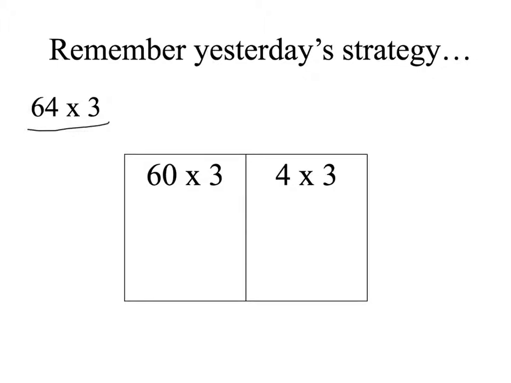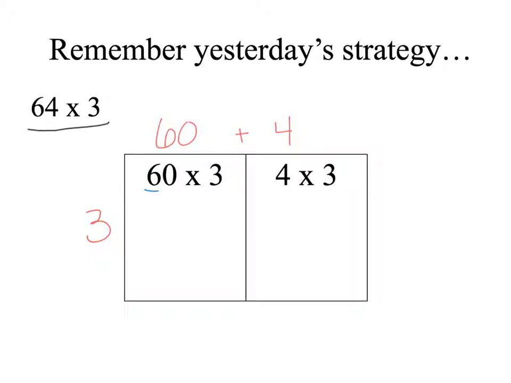Using yesterday's strategy for 64 times 3, we would draw a box and then split the number 64 into 60 and 4, because 60 plus 4 is 64. And then leave our 3 so that using those boxes we would multiply 60 times 3 and 4 times 3. Now that you have that written on your paper, let's solve those problems.